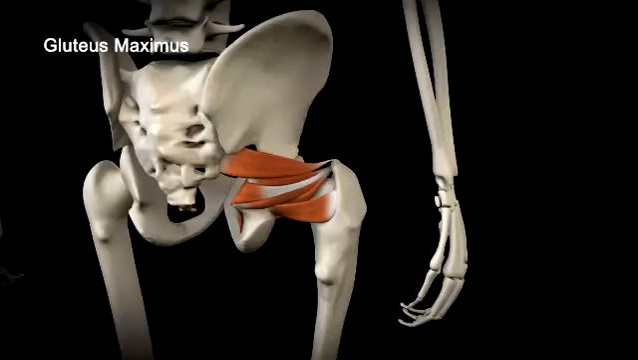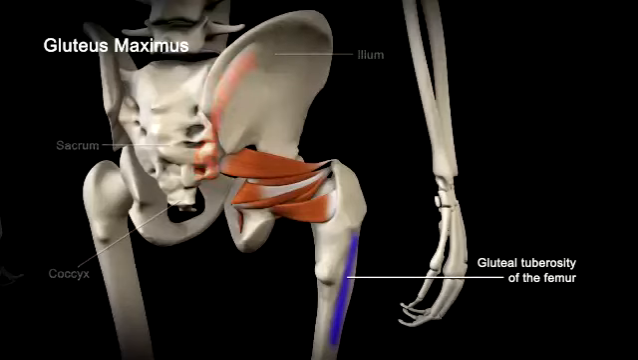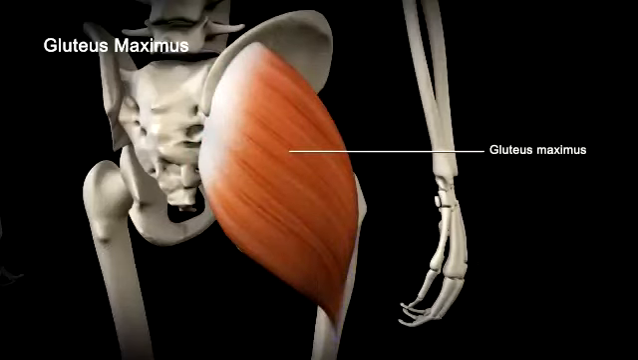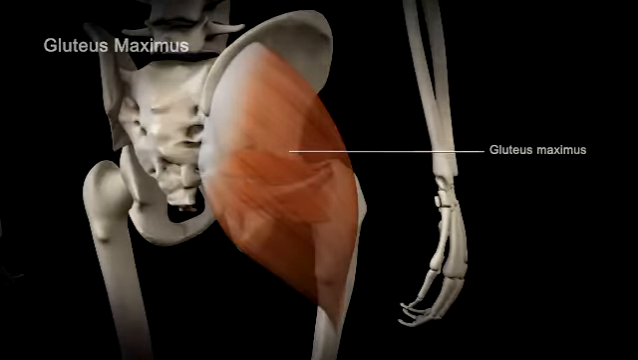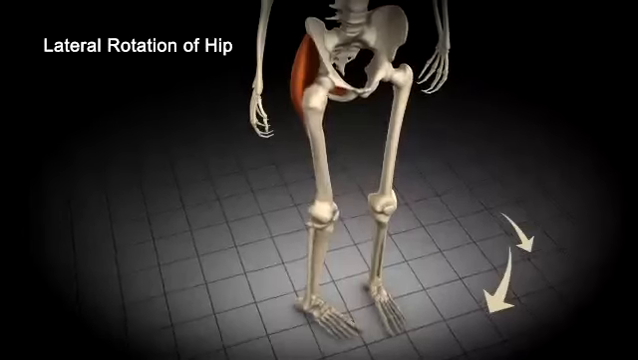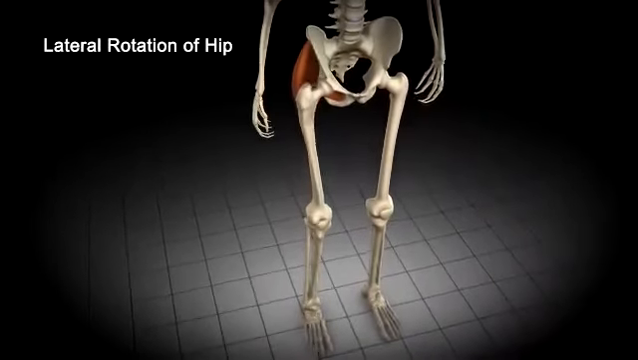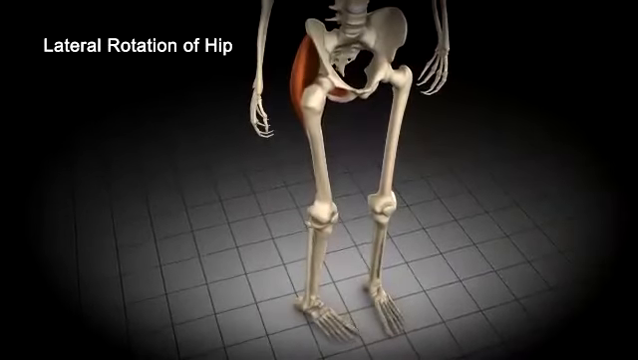In addition to the small, deep muscles, the gluteus maximus also laterally rotates the hip. It originates on the ilium, sacrum, and coccyx, and inserts on the gluteal tuberosity of the femur. Altogether, these 7 muscles act to laterally rotate the hip.